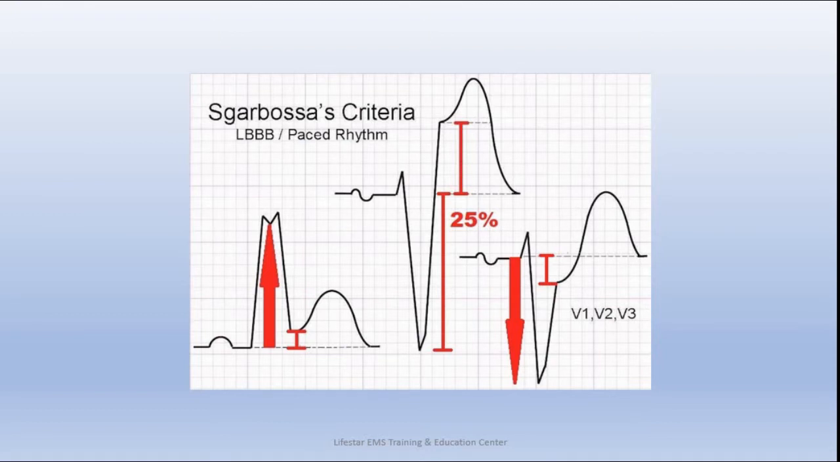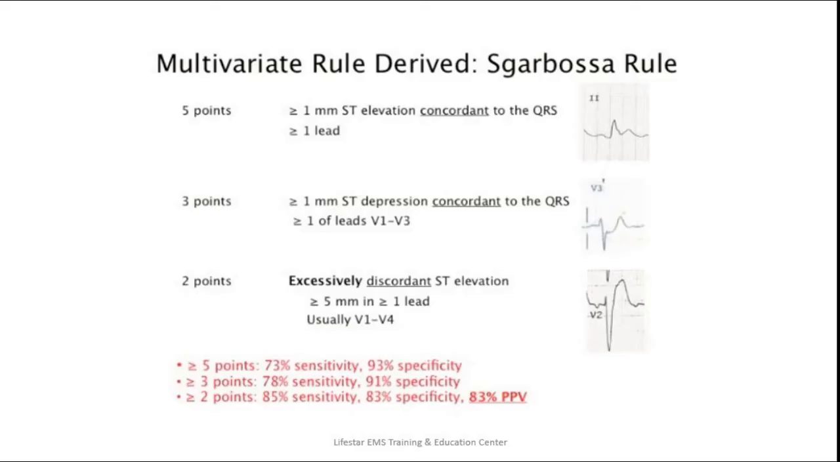Those are the leads where you need to see this in order for this rule to apply. That concordant ST depression is a marker for STEMI, even in the presence of a left bundle branch block or paced rhythm. So here's the original rule that Scarbosa came up with.